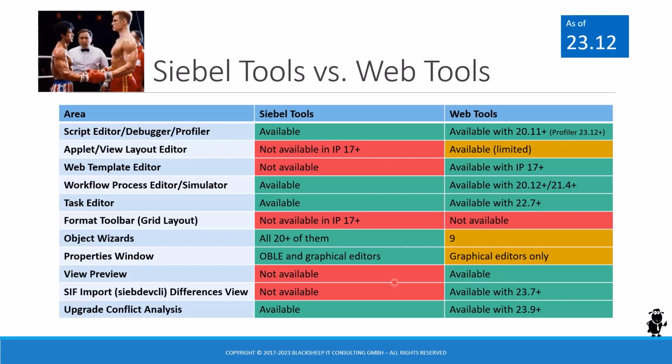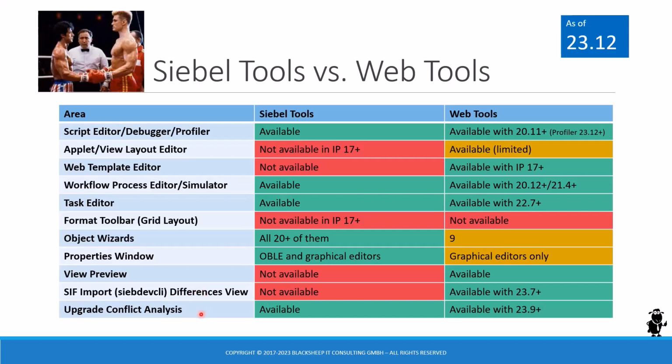And then we have things that are only available in WebTools, like the view preview feature that was introduced quite early. Can't remember the version number, 21 dot something. And that CIF import differences view, which is important when you run repository upgrade or run CDEF CLI driven CIF imports. You can use that view to analyze the differences. That's only available in WebTools.